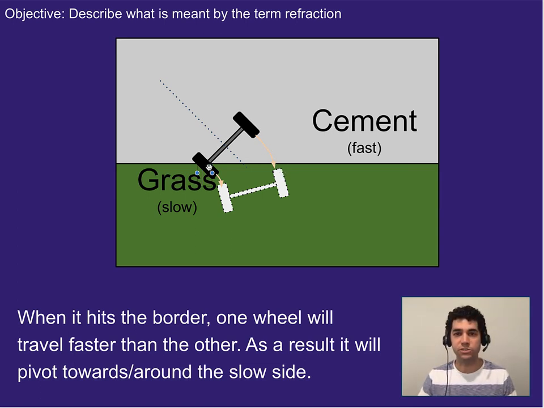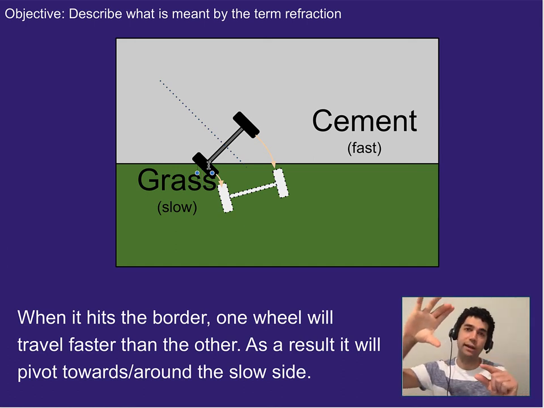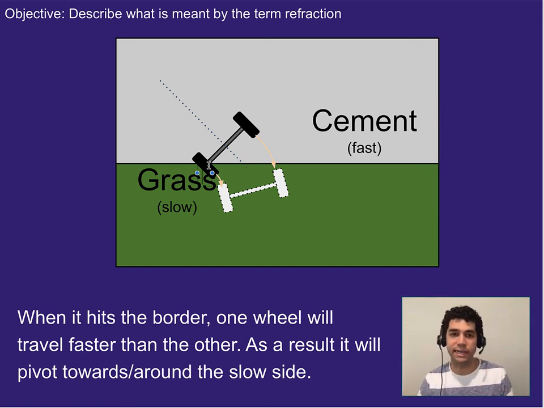Well, if one side is only moving a little bit and the other side's moving a lot, that causes it to rotate. You can try this at home by taking one small step with your left leg and one big step with your right leg, and then just keep doing that, small step left leg, big step right leg, and see what happens to you. But ultimately what happens is it begins to pivot or turn around the slow side. Another way to think about it is this wheel gets anchored a little bit, and so it bends towards that anchor of sorts.